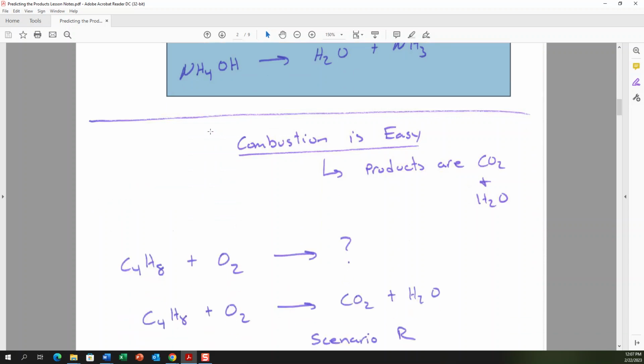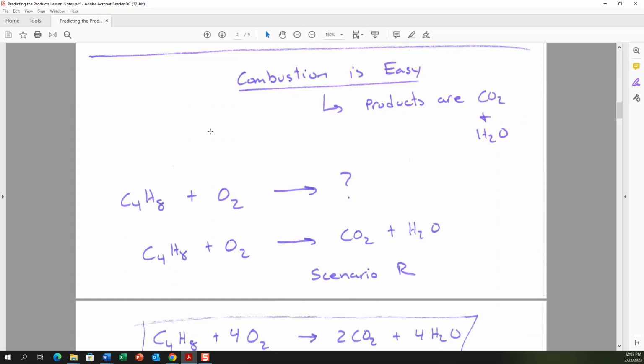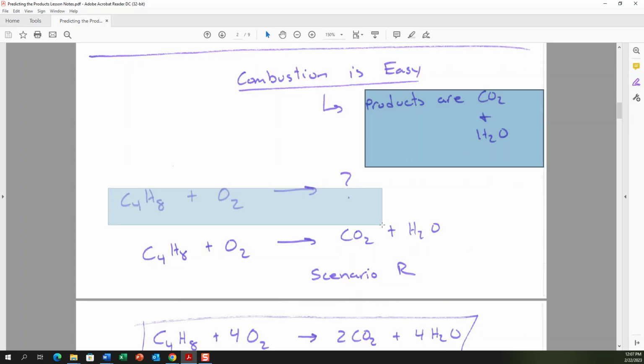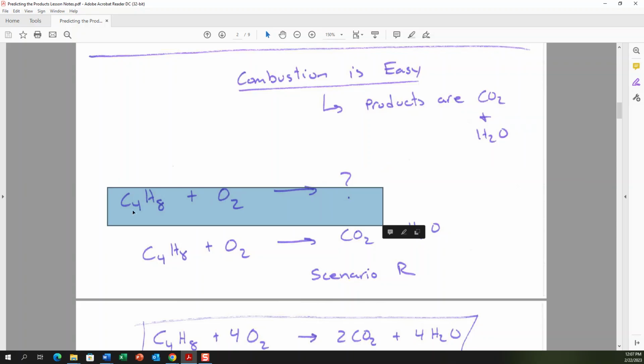Now we're going to skip to combustion first because there's one more little thing we have to watch out for when we're talking single replacement or double replacement. But combustion, those are going to be the easiest ones to predict the products for, right? Because if it's combustion, we're just going to get CO2 and H2O. So here we have a hydrocarbon plus oxygen. Anytime we have a hydrocarbon and oxygen, we should be thinking combustion.